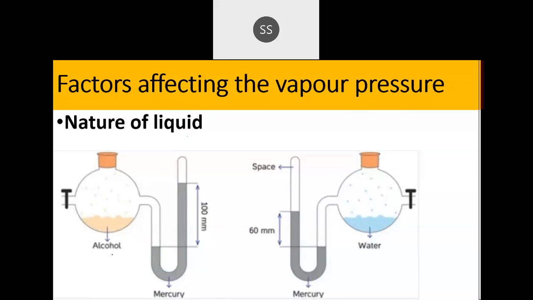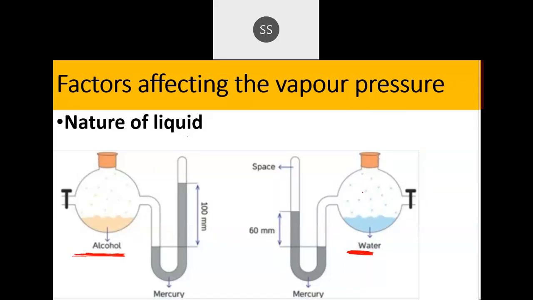Okay, so here you can see I have taken two liquids. On the left side you can see one is alcohol, and on the right side there is water. Now as I told you, in the case of evaporation it also depends on the nature of the liquid you are taking. So here vaporization, or the vapor pressure which is produced, also depends on the nature of the liquid, basically the intermolecular force of attraction.